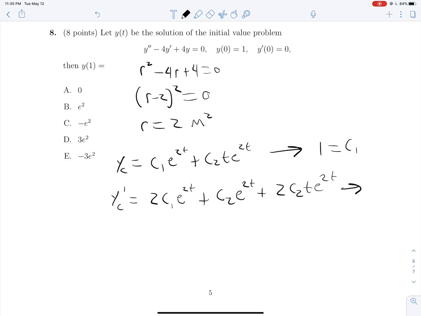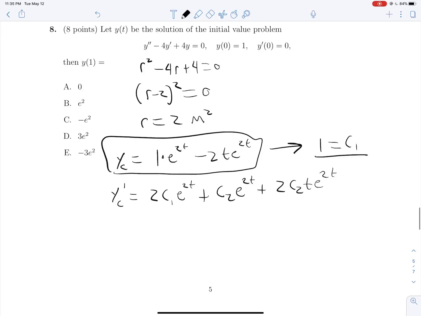What about this second condition? Y prime at 0 is equal to 0. That says that 0 is equal to, I'll actually write this down here, 0 is equal to 2c1 plus c2, and then this whole bit will go to 0. So since we know that c1 is equal to 1, I'll just replace that here. Since c1 is equal to 1, we can replace this with 2, and then c2 must be equal to negative 2. There we go. So we have our equation for yc given right here.